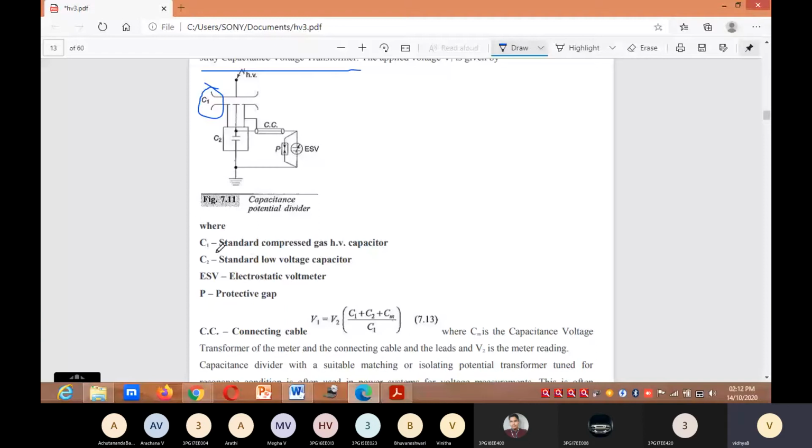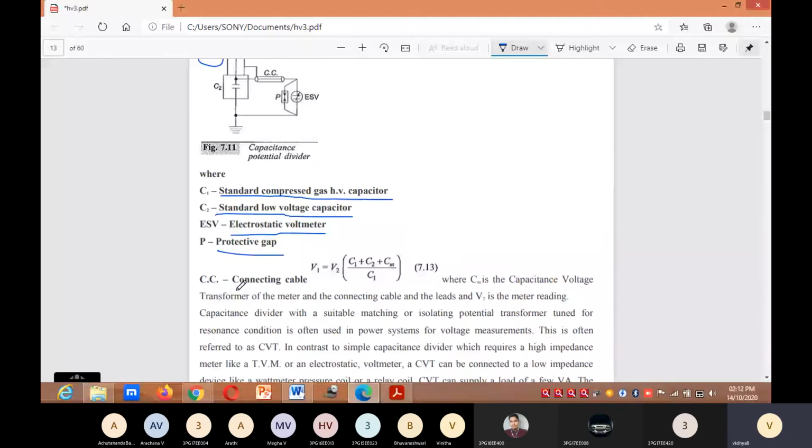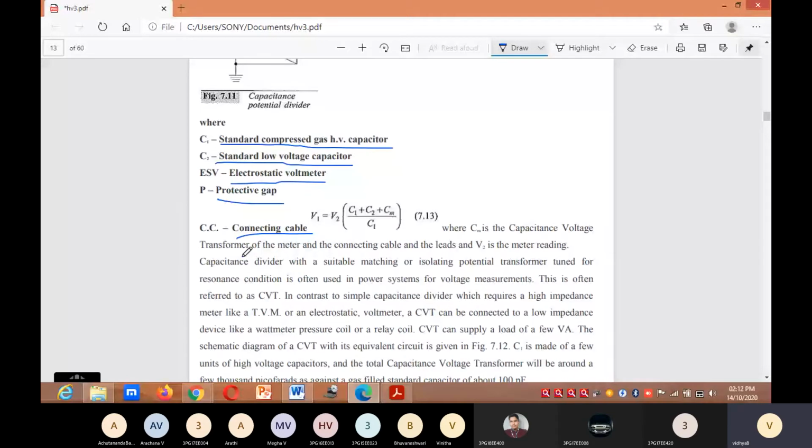C1 is a standard compressed gas HV capacitor. C2 is a standard low voltage capacitor. ESV is an electrostatic voltmeter. P is a protective gap. CC is a connecting cable. Where Cm is the capacitance of the meter, the connecting cable and the leads, and V2 is the meter reading.